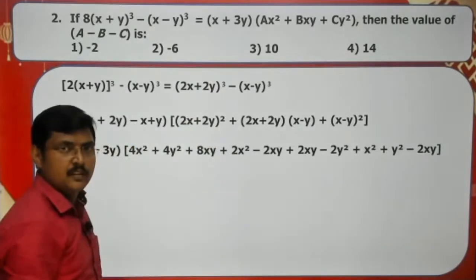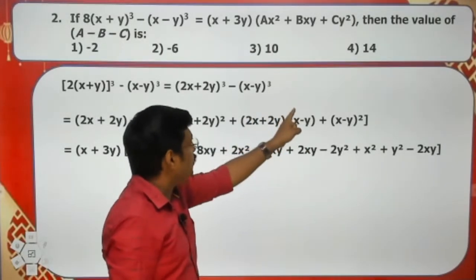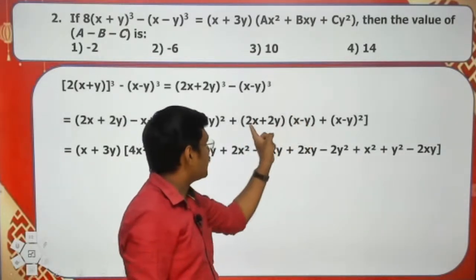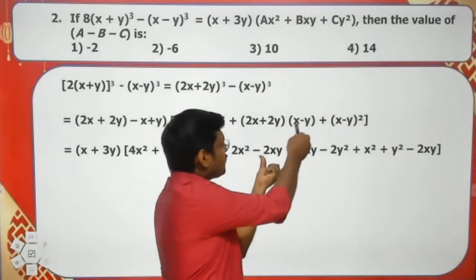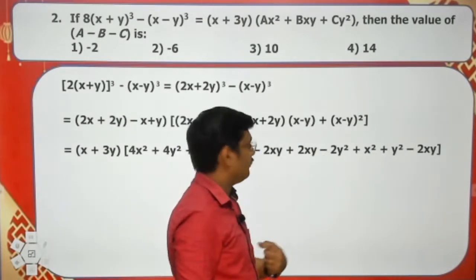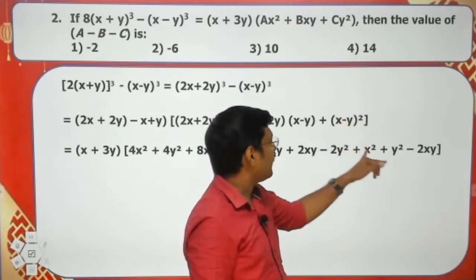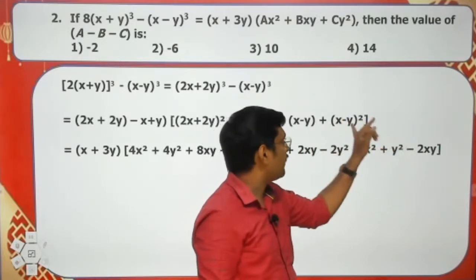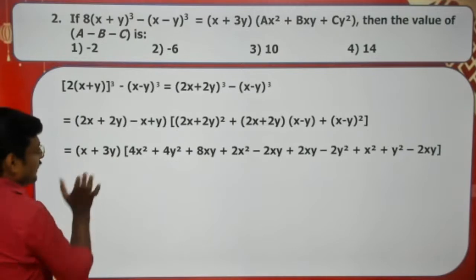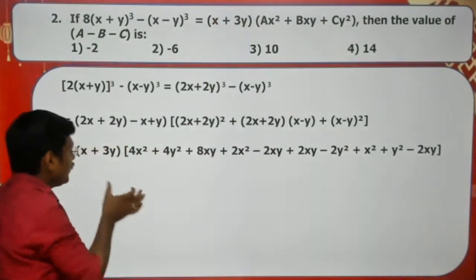Okay. Next, ab. So I am opening this, 2x into x, 2x square, plus 2x into minus y, so minus 2xy, plus 2y into x, plus 2xy, plus 2y into minus y, minus 2y square, correct? Then after that again a minus b the whole square. What is a minus b the whole square? A square plus b square, that is x square plus y square, minus 2ab, minus 2xy. Then we need to arrange this. As you can see here, x plus 3y is already there, so we got that x plus 3y.